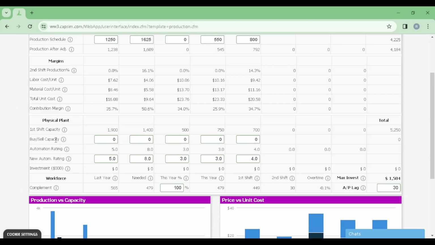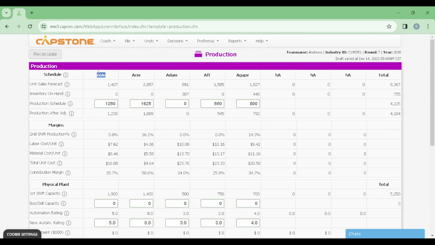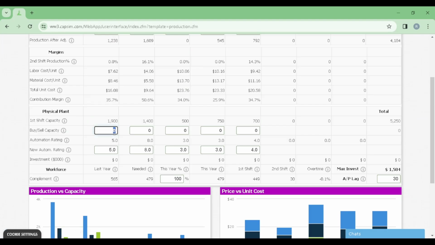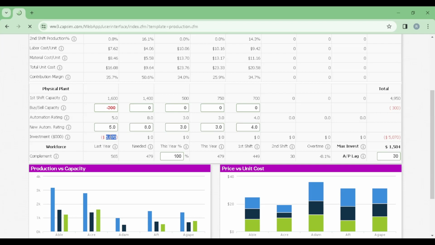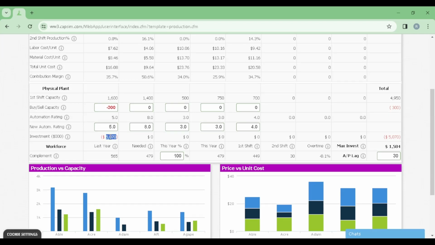Here, let's say for our product Able, you can decide either to sell capacity or to buy capacity. If the capacity is as high as 1900, you can maybe decide to sell a capacity of 300. And how do you sell capacity? You start with the negative. So if you want to sell a capacity of 300, you write negative 300, and then you can recalculate. You will see some changes here because the investment now will be, we have removed 5070. This is the same as 5,070,000 from our product Able.